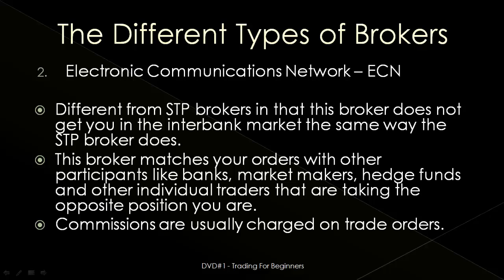The next type of broker is the ECN, or Electronic Communications Network. These are different from STP, or straight-through processing brokers, in that this broker does not get you into the interbank market the same way that the STP broker does. This broker will match your orders with other participants like banks, market makers, hedge funds, and other individual traders that are taking the opposite position you are. Commissions are usually charged on trade orders. These commissions are usually in the form of the spread, and they are usually quite small, and that's essentially the way that the ECN brokers make their money.